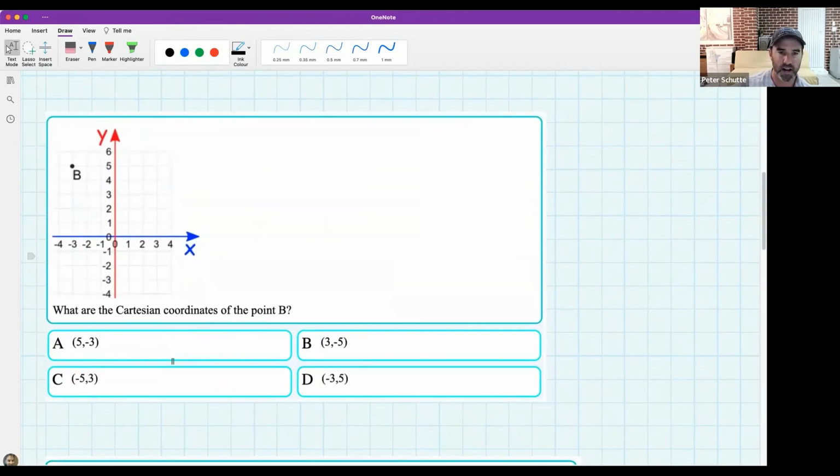Okay, so take a moment to just think about it. Don't rush it. If you look at the point B, and some of you may have jumped the gun there a little bit, ask yourself the point B, what is it in line with on the x-axis? What is it in line with on the y-axis? And then you can work out what we call the Cartesian coordinates of the point B.